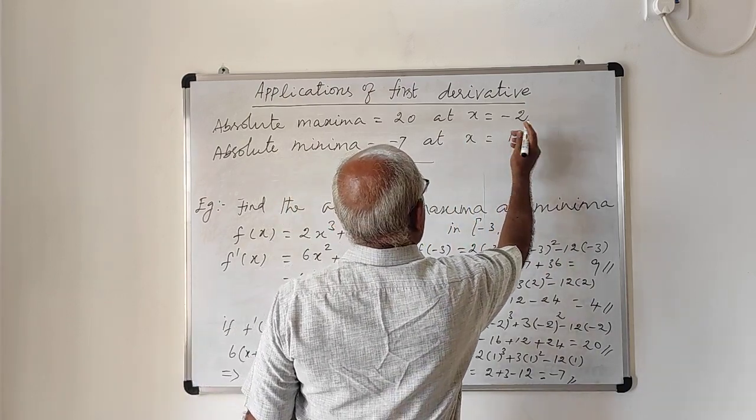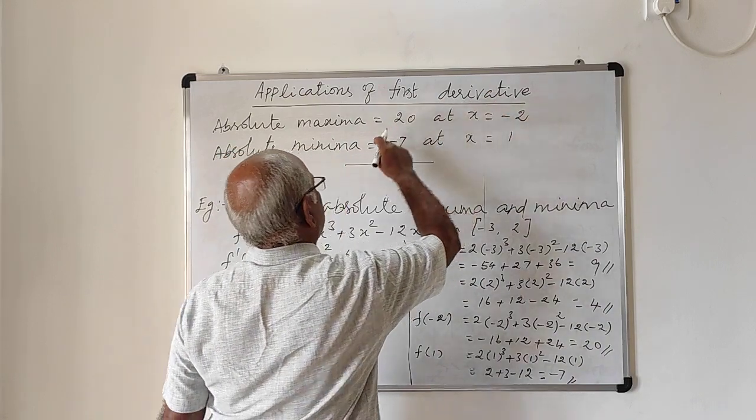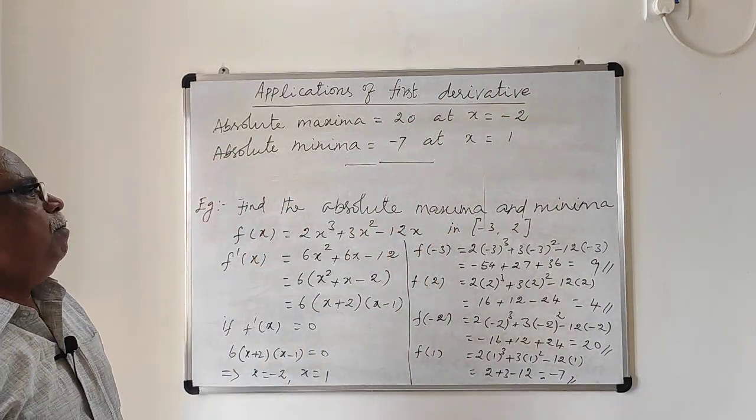Absolute maximum 20 at x equal to minus 2, absolute minimum minus 7 at x equal to 1. That's all about the problem.